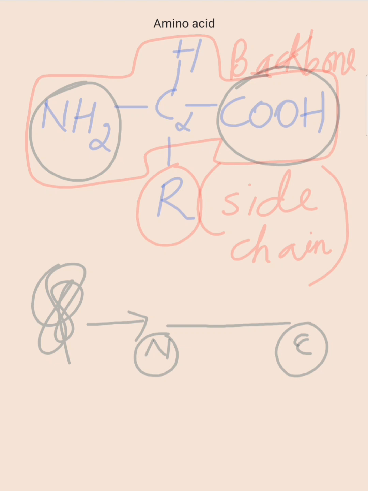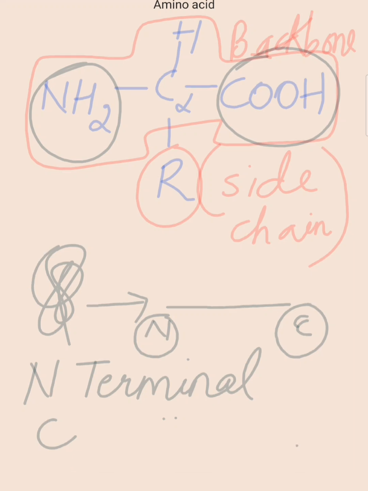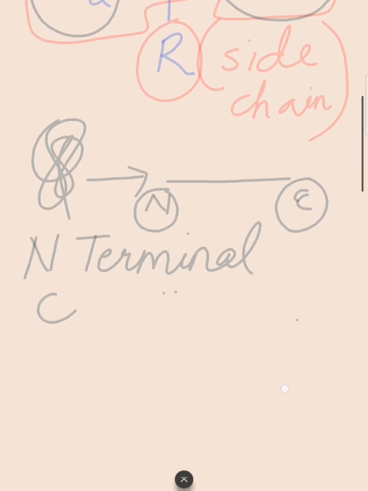This is the reason why whenever we draw a protein, one side of the protein is termed as the N-terminal or N-terminus, and the other one is known as the C-terminal. Now let us see some amino acids so that you could be more clear with what I'm trying to say.